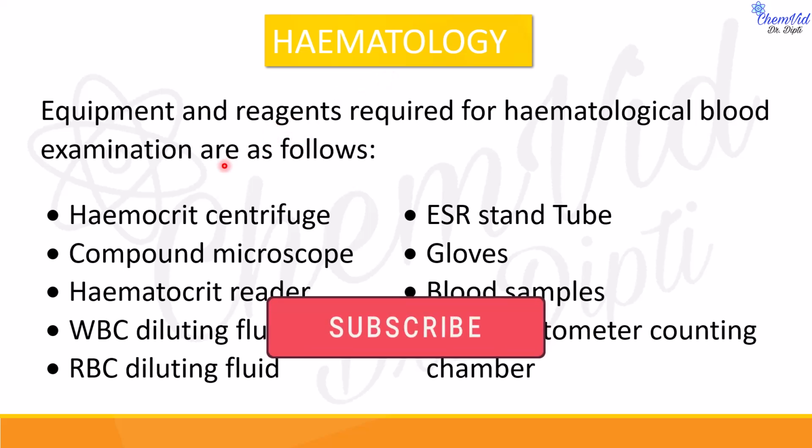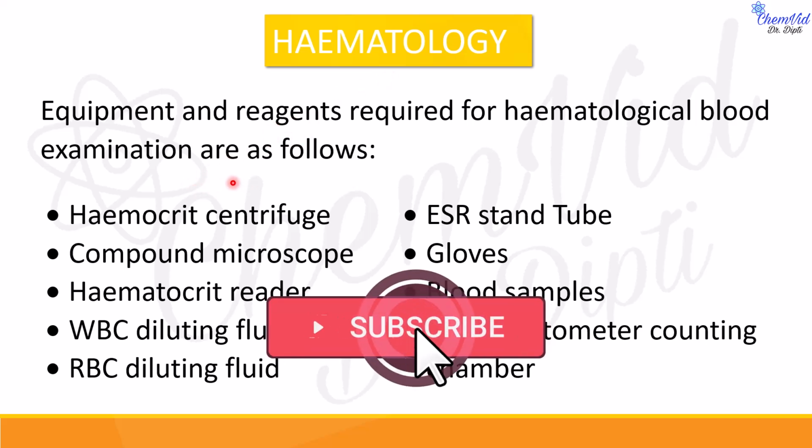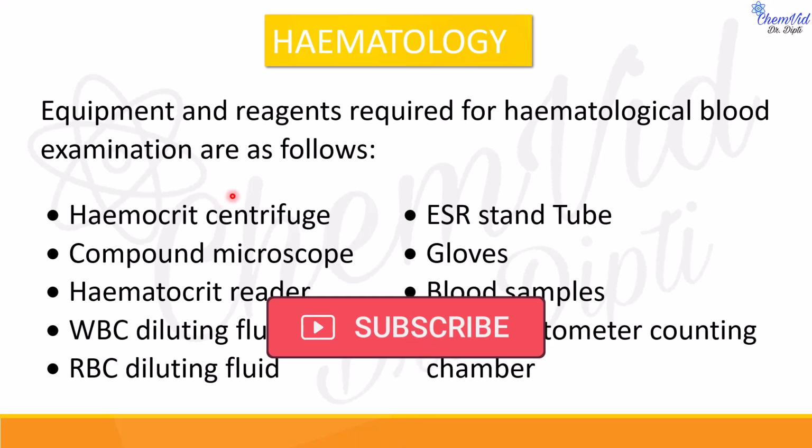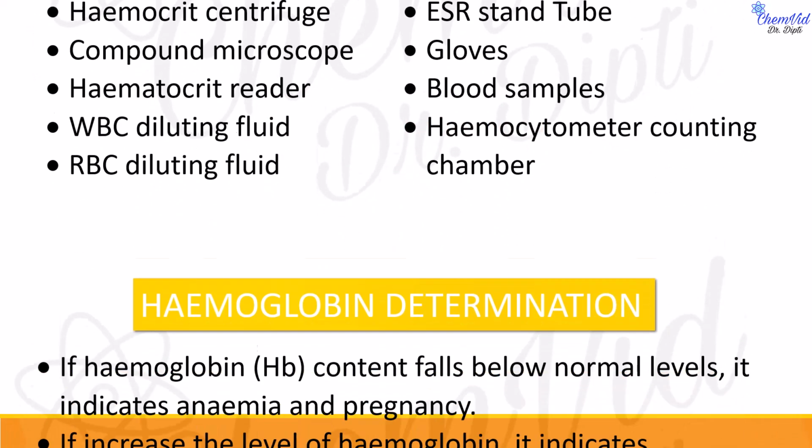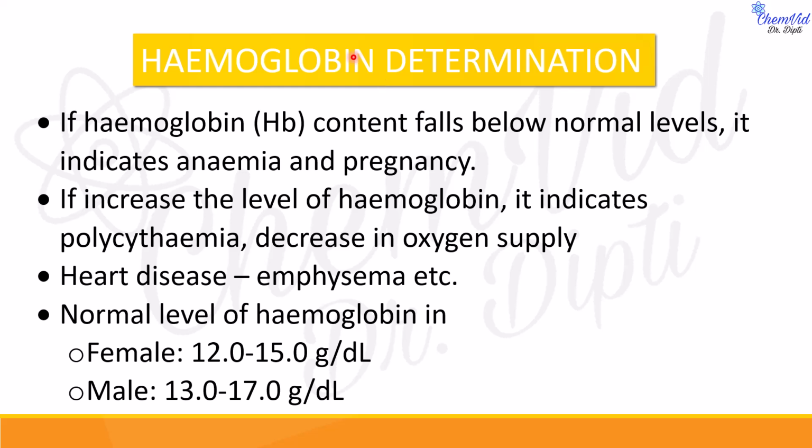In the hematology, you can write over here the equipment and the reagents which are required for hematological blood examination, and then how the hemoglobin determination can be done. Here the normal levels of hemoglobin have been mentioned, for both females and males, and what happens when the hemoglobin content falls below normal, and what happens when there is an increase in the level of the hemoglobin.